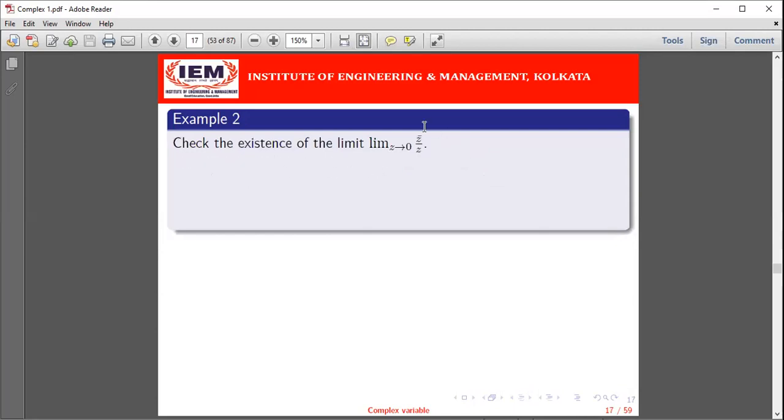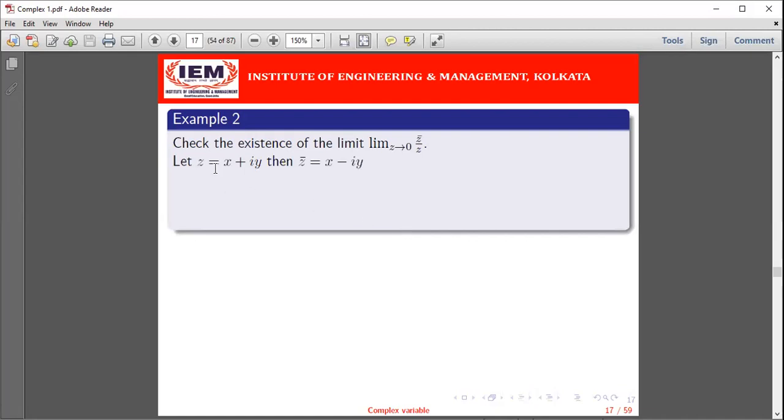Check the existence of the limit as z tends to z0 of z bar by z. To check the existence of the limit, as I told in the previous class, we follow the path dependence or independence method. If I take different paths to approach the point 0 and the limiting values come out different, then we can say that the limit doesn't exist. But by the path dependent method we can't check the existence of the limit; rather, we can prove the non-existence of the limit.